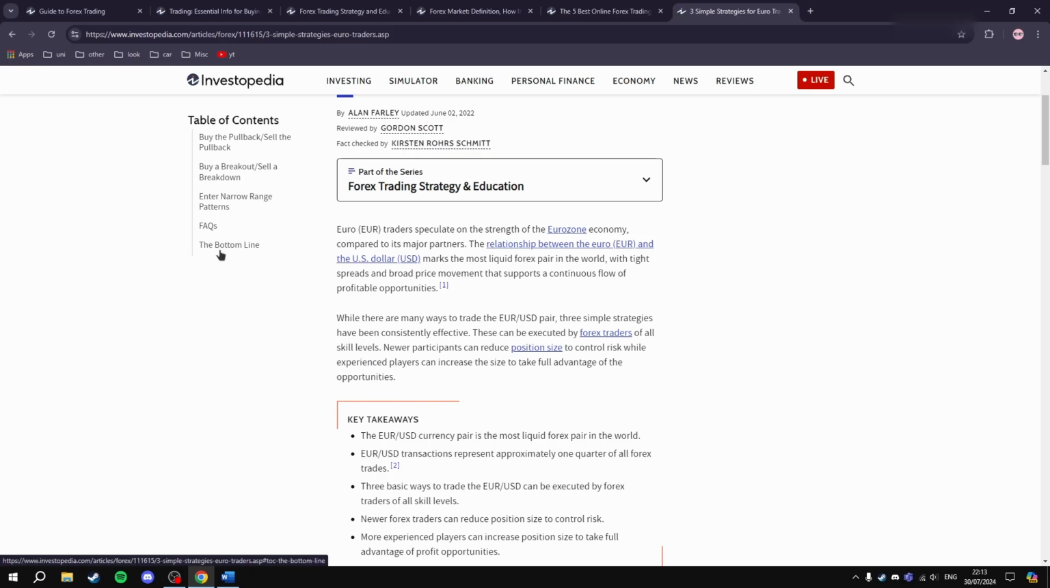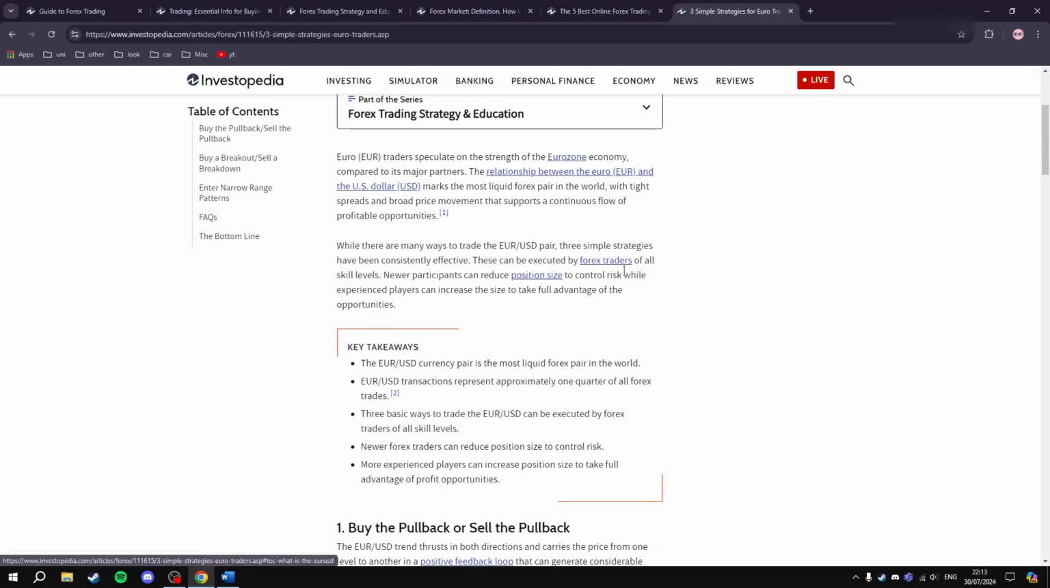EUR traders speculate on the strength of the Eurozone economy compared to its major partners. The relationship between the Euro and the USD marks the most liquid Forex pair in the world, with tight spreads and broad price movement that supports a continuous flow of profitable opportunities. While there are many ways to trade the Euro-USD pair, 3 simple strategies have been consistently effective. These can be executed by Forex traders of all skill levels.